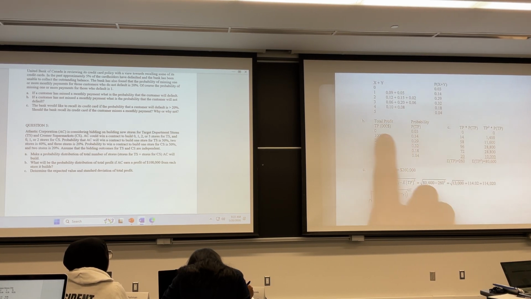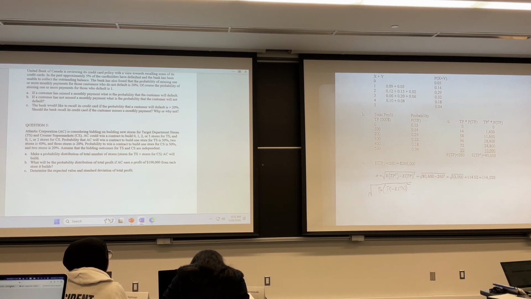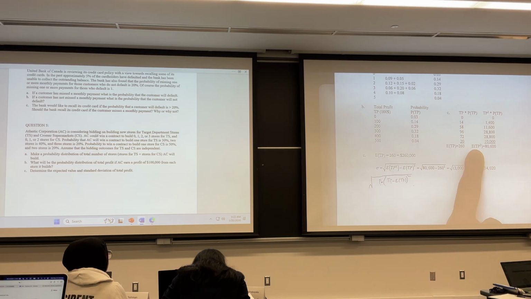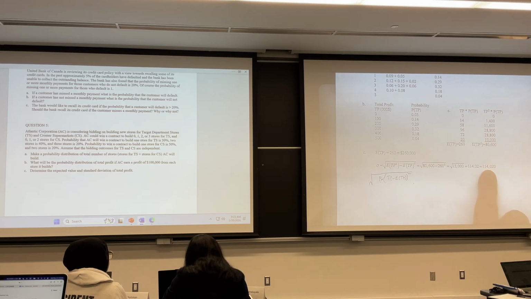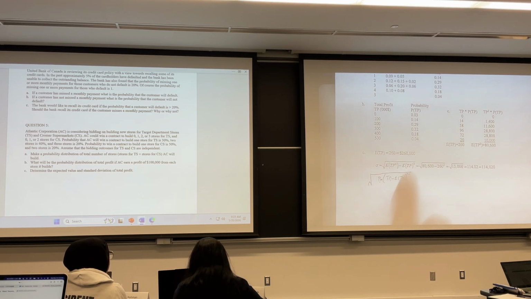So just square each profit value and multiply with the probability, and you have this column. Now you're not finding any deviations. You're not separating this from that. You are just creating another column. When you do that, the formula is simply the expected value of TP squared minus the expected value of TP, outside the bracket, squared. And the answer is 114,020. So that is going to be your standard deviation. The mean expected value is $260,000 with a standard deviation of $114,020. You guys are okay with that?